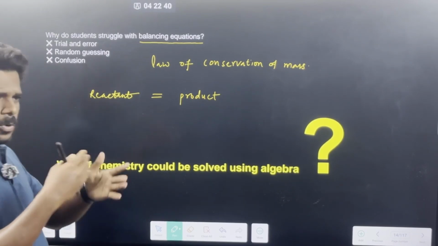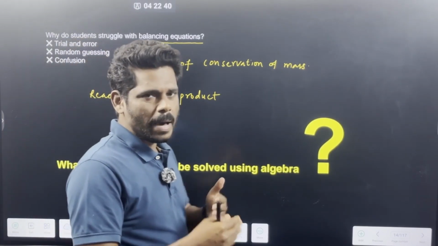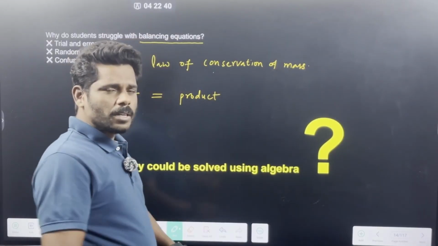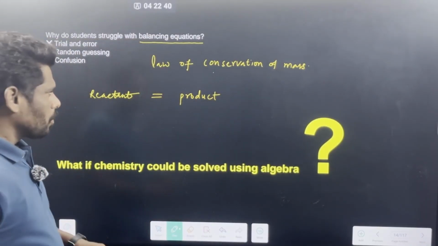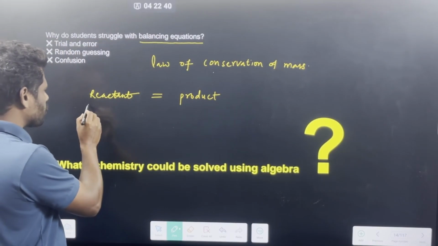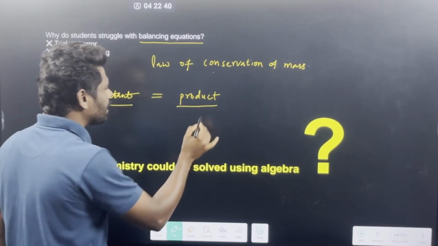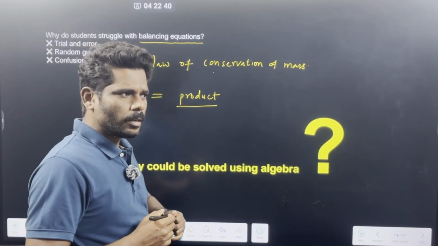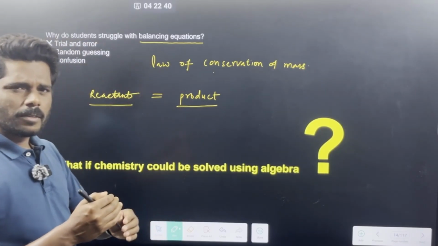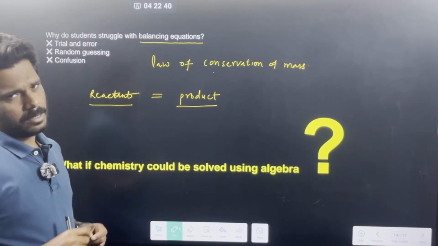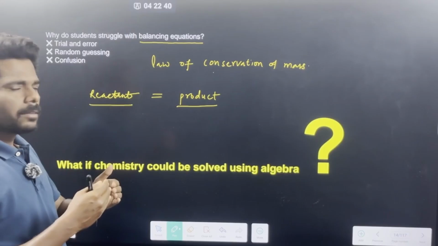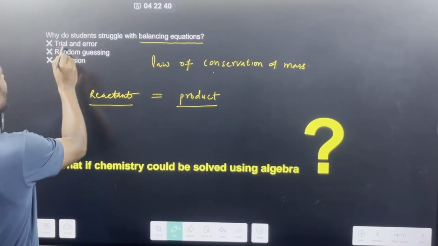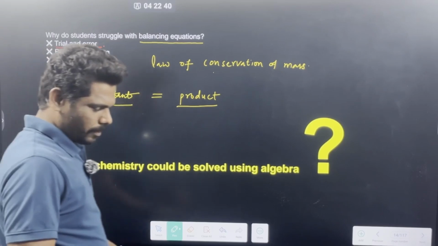It means whenever you get the question, what is the need of balancing a chemical equation? Just a simple point, to follow the law of conservation of mass. Why? What is the law of conservation of mass saying? The number of atoms on the reactant side must be equal to the number of atoms on the product side. To balance the chemical equation, the most common conventional method is absolutely the trial and error method.